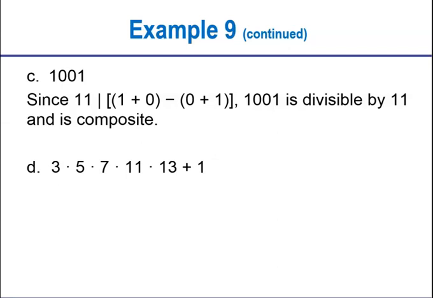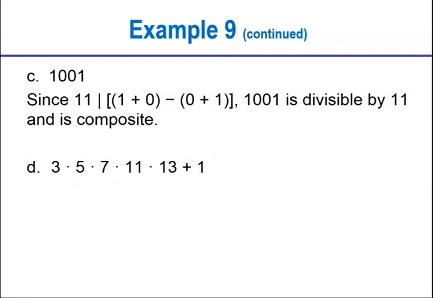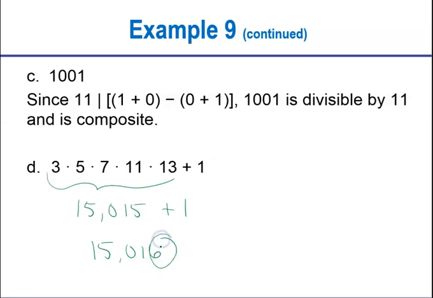Okay, it's big. So 15,015. So this, pen error, there we go, is equal to 15,015 plus 1. So that is 15,016. Now, what do you know about 15,016? It is an even number. So 2 divides 15,016, and therefore that number is composite.